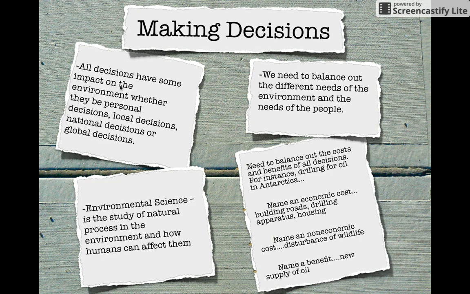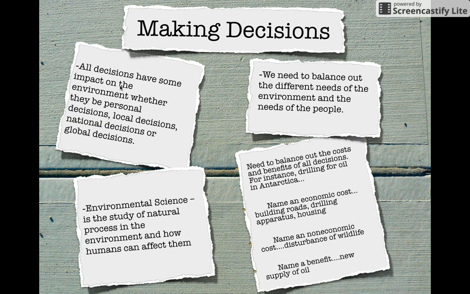So, making decisions. This is mainly making decisions that impact the environment and things that need to be considered when those decisions are made. So all decisions that have impact on the environment, whether they be personal decisions, local decisions, national decisions, or global decisions, we need to keep a balance, or we need to balance out the different needs of the environment and the needs of the people.